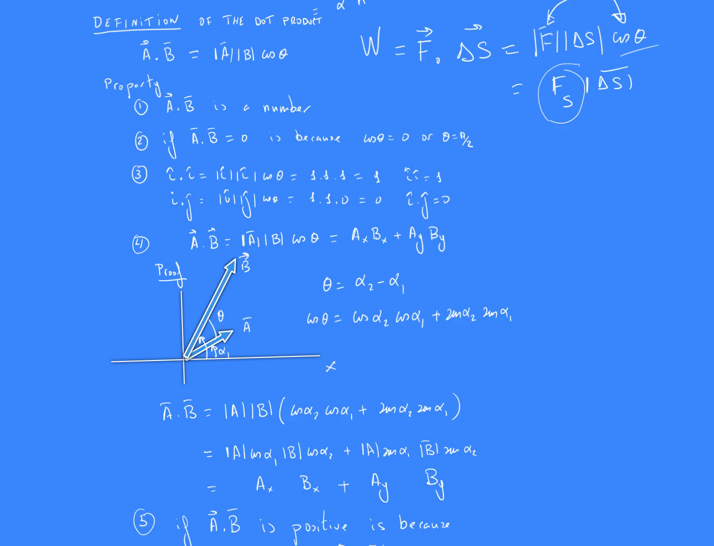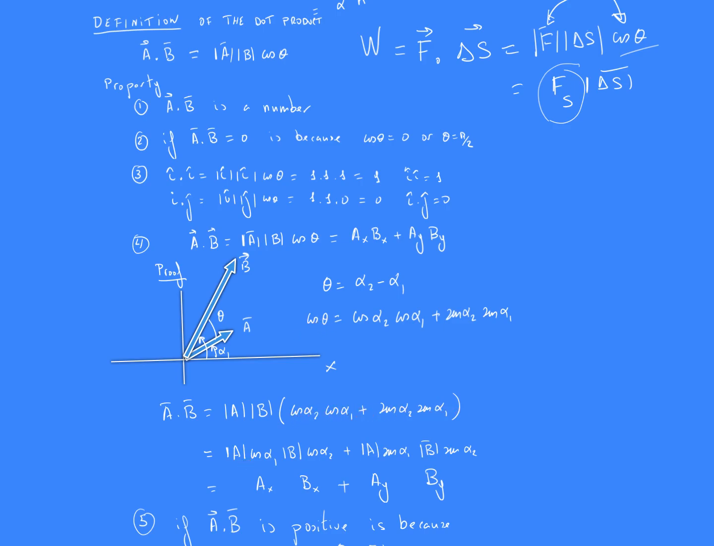What is cosine of alpha 2 minus alpha 1? What is cosine of theta? Cosine of alpha 2 multiplied by cosine of alpha 1 plus sine of alpha 2 multiplied by sine of alpha 1. This is a trigonometric relation. So the equation A dot V, that is the magnitude of A by the magnitude of V by cosine of theta, this is the definition, can be written if I write cosine of theta like this.